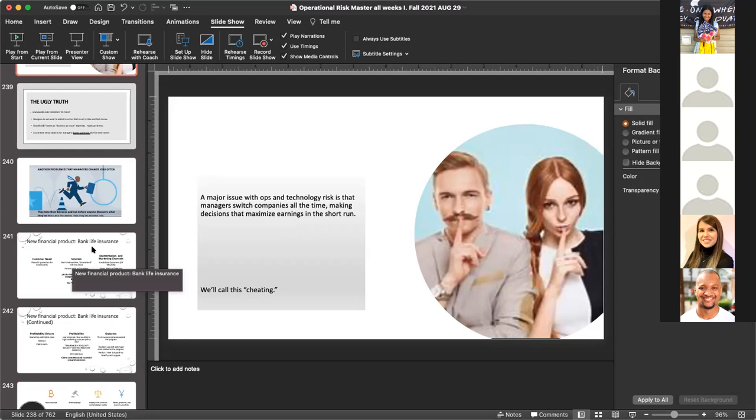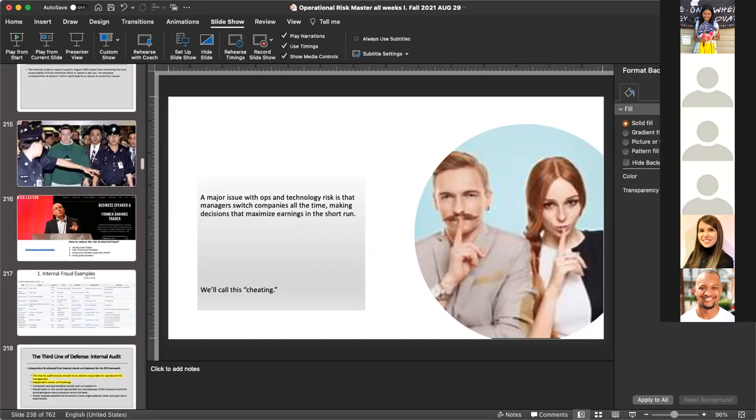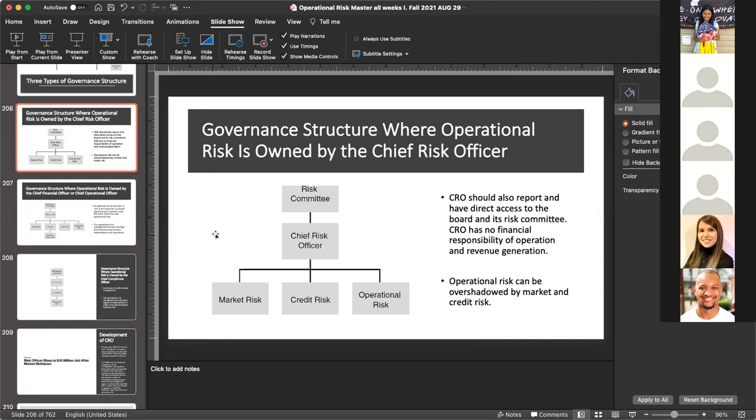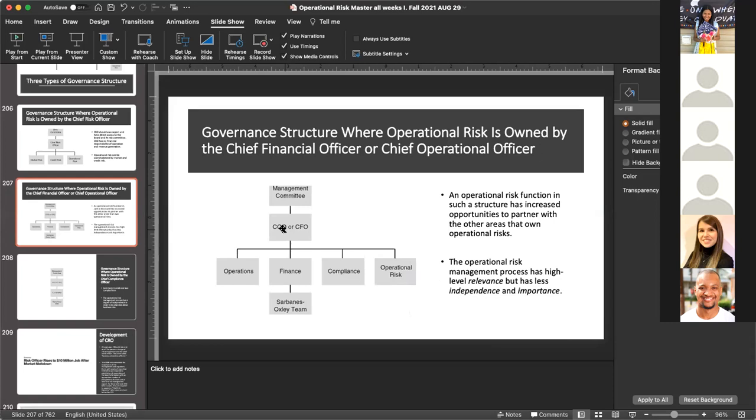I didn't show you these org charts because you can look at them on Blackboard, but you can have a chief risk officer who reports to the risk committee. I was the chief risk officer. I reported to the risk committee, and I would have market risk, credit risk, and operational risk reporting to me. In some cases, to answer your question, it's the chief operating officer or the chief financial officer who is really overseeing a lot of the risk. I don't recommend that. That's very conflicting. There's a big conflict.